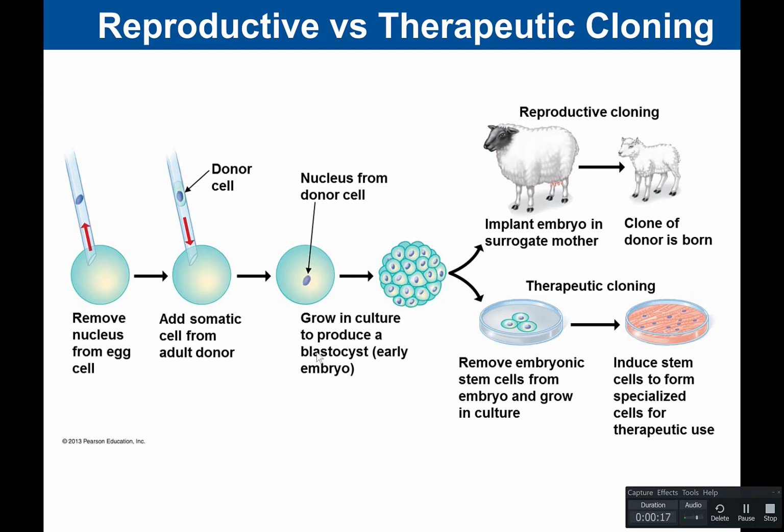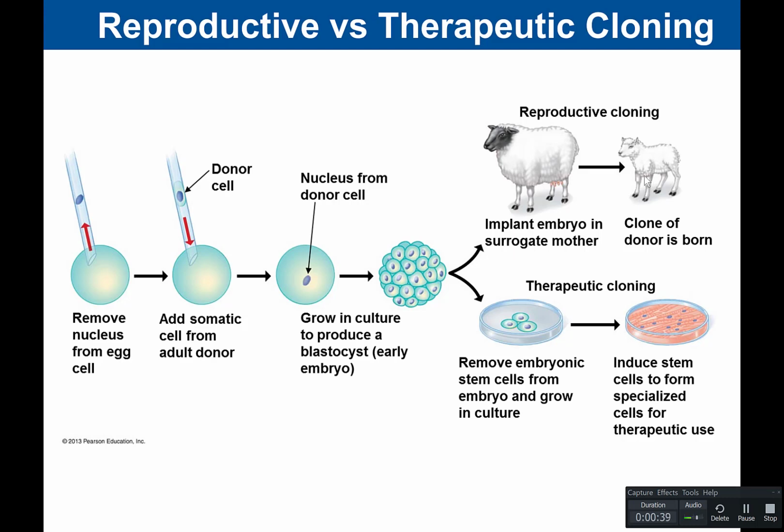And a blastocyst is an early embryo where the cells still have the potential to give rise to the entire body of the animal. And so they take this blastocyst and implant it into a surrogate mother, and then the clone of the donor is born. That's referred to as reproductive cloning.